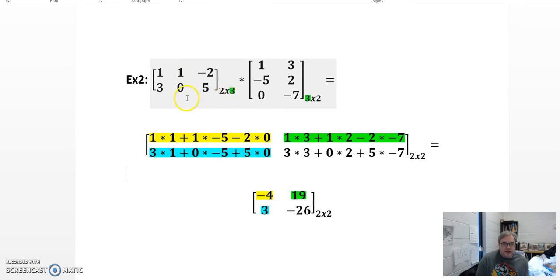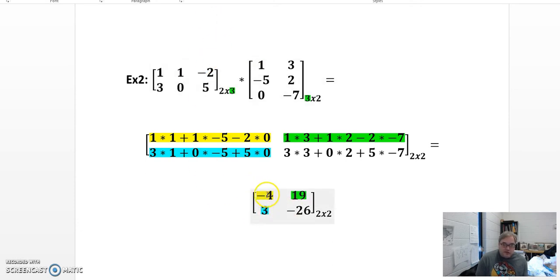This is a 2 by 3 because I have 2 rows and 3 columns. This is a 3 by 2 because I have 3 rows and 2 columns. And since my inner numbers are the same, I can multiply those. And the answer I get will be a 2 by 2 because my outer numbers are 2's. They don't have to be the same. It just so happens they are in these examples. And I'm going to know 2 by 2.